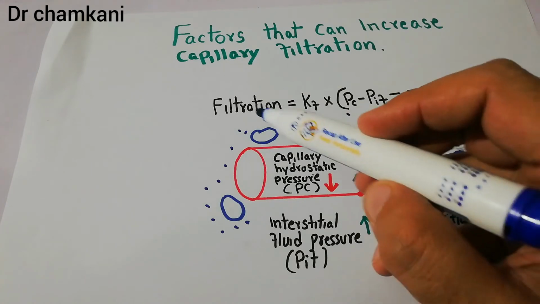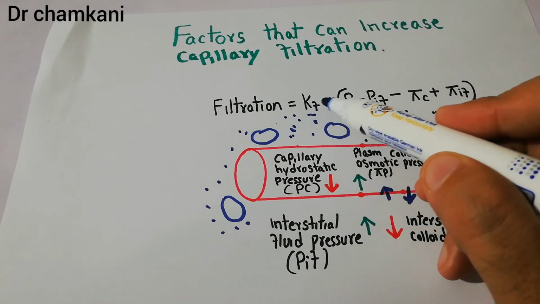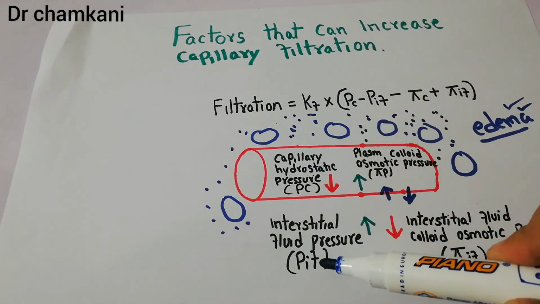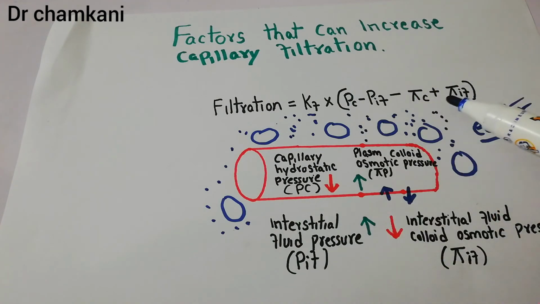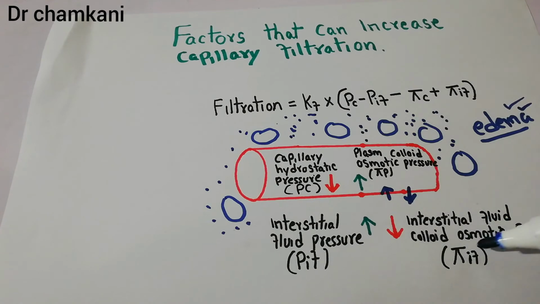So we see that filtration is the product of capillary filtration coefficient into capillary hydrostatic pressure minus interstitial fluid hydrostatic pressure, minus plasma colloid osmotic pressure plus interstitial fluid osmotic pressure.